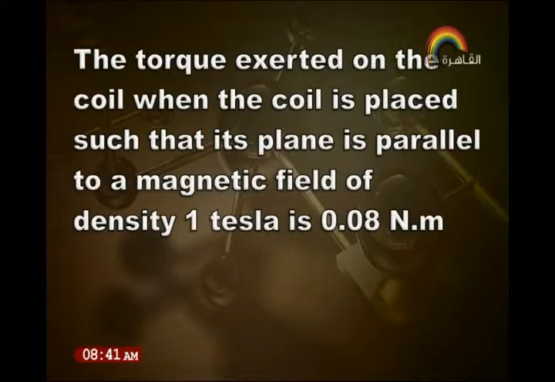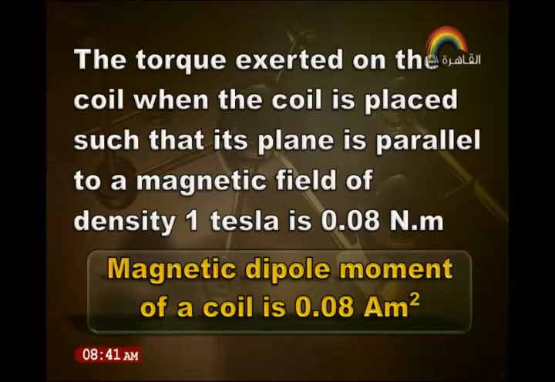Torque exerted on a coil when the coil is placed such that its plane is parallel to a magnetic field of density 1 Tesla, the torque is equal to 0.08 Newton meter. So the magnetic dipole moment of the coil is 0.08 ampere meter squared.